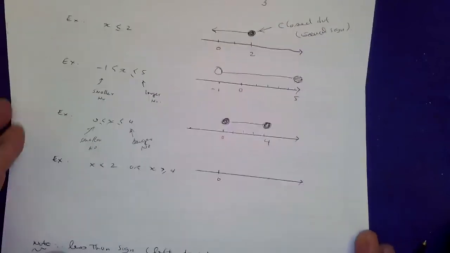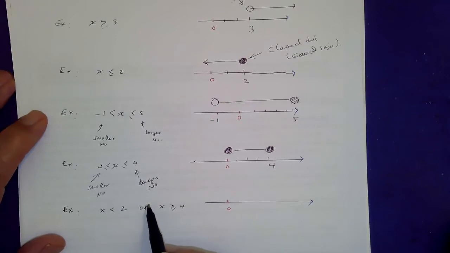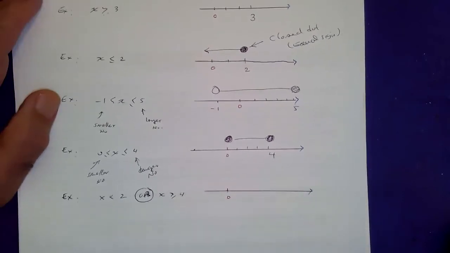Sometimes you have two separate arrows, and the way you know that you have two separate arrows, you should see the word or in between the inequalities.